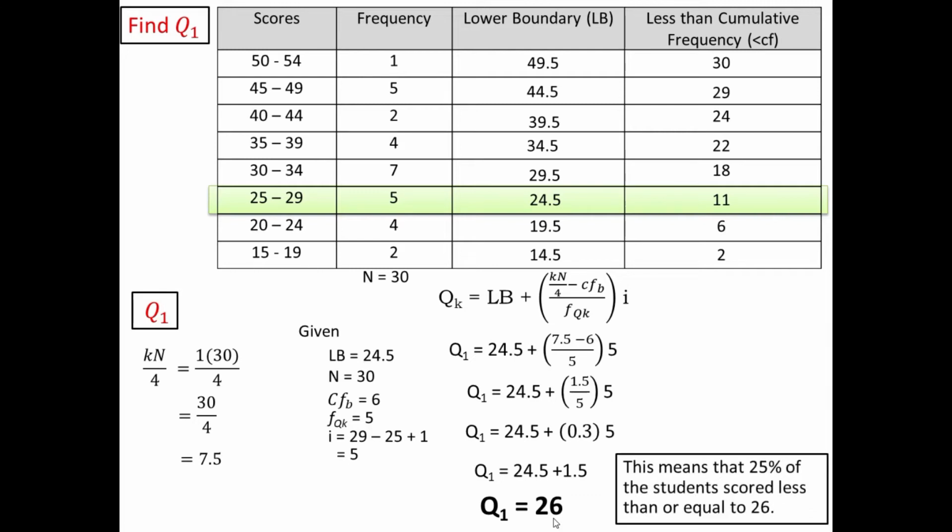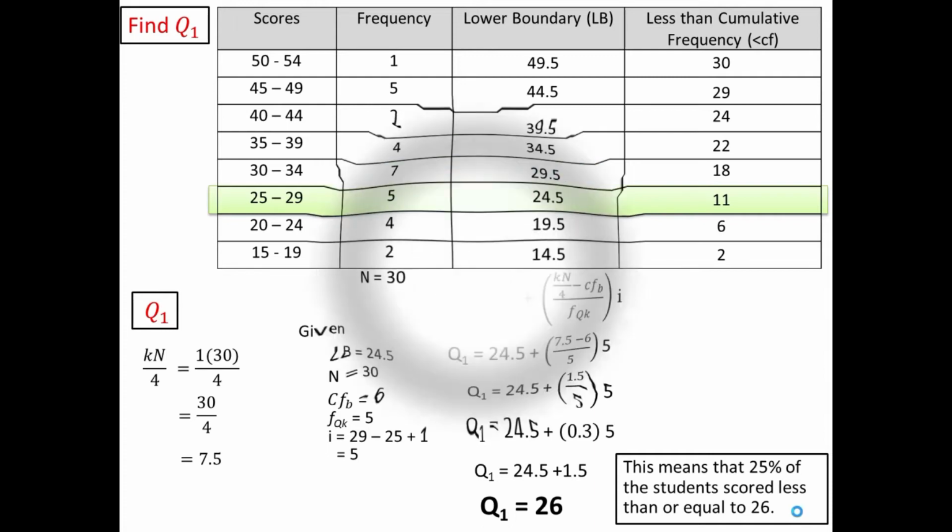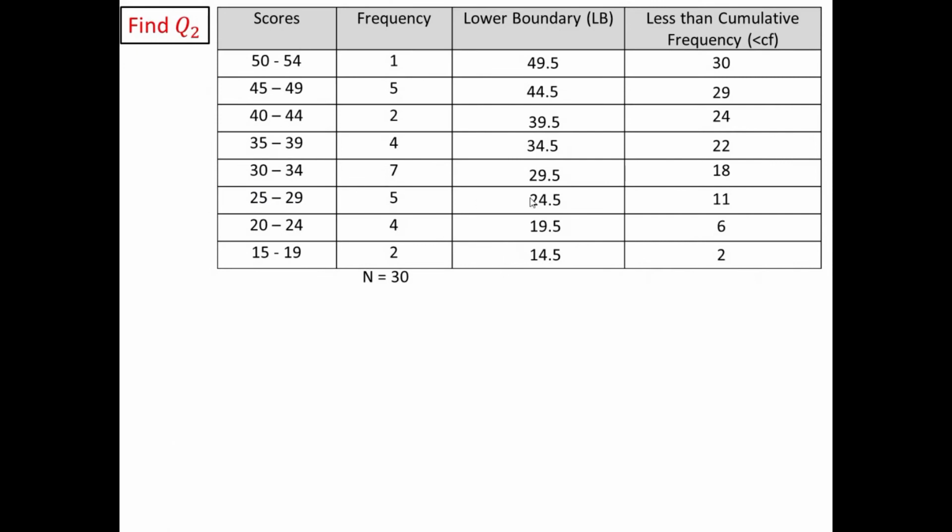Interpretation. Dahil Q sub 1 equals 26, this means that 25% of the students scored less than or equal to 26. Ganon ang pag-compute ng measures of position for group data gamit yung ating formula. So, punta tayo sa next part. Hanapin naman natin si second quartile using the same given. Ito pa rin yung ating given na compute na natin kanina, na complete na natin itong dalawang tables na to.